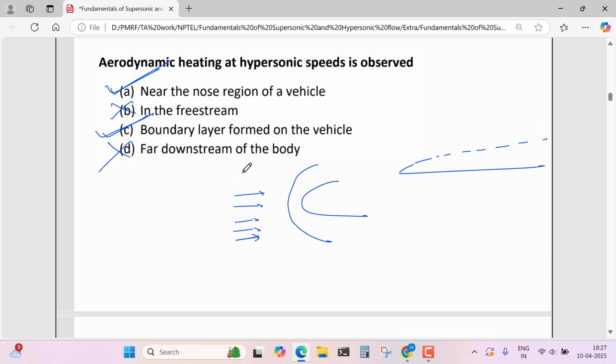There are many other characteristics of hypersonic speed which are also related to the boundary layer, like viscous dissipation, which we already discussed.